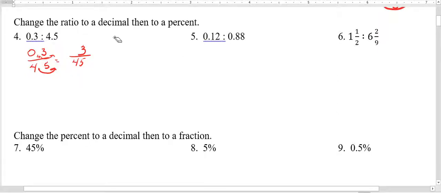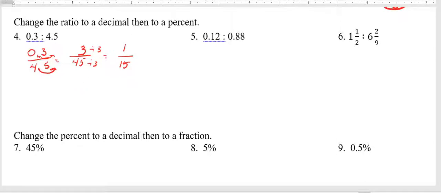What goes into 3 and into 45? Well, I know 3 goes into 3, and 3 will also go into 45. 3 goes into 3 1 time, 3 goes into 45 15 times. So that is my ratio, or that's my fraction.